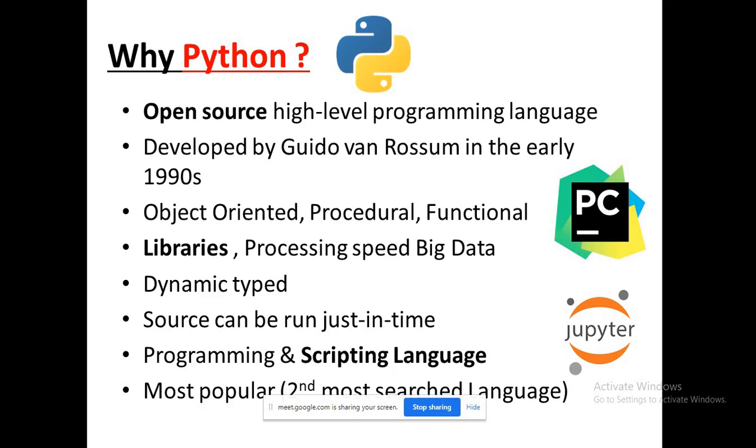Python is open source. Open source means you don't need any license to use this programming language. It is a high level programming language, so it's easy to program in that particular language. And you may be surprised to know Python was invented before Java. Python was invented in 1989, whereas Java came into the market in 1995.